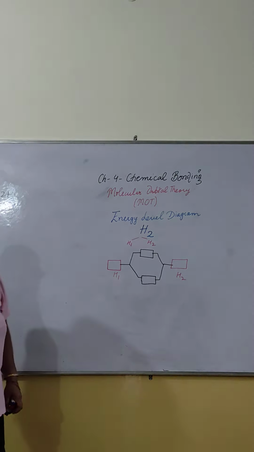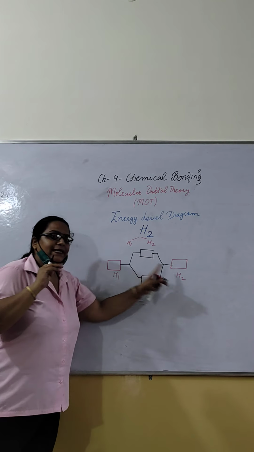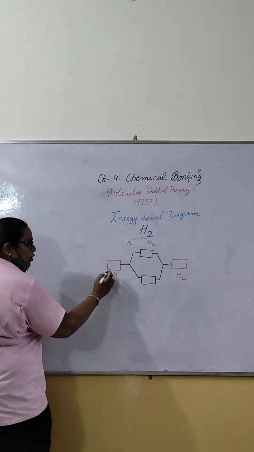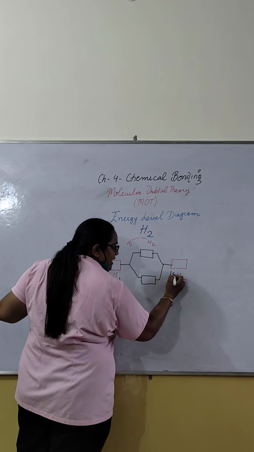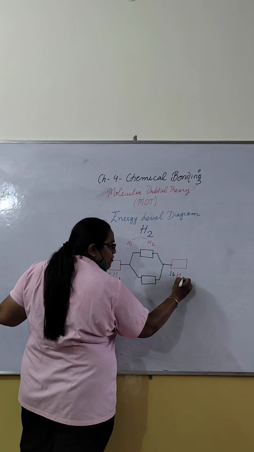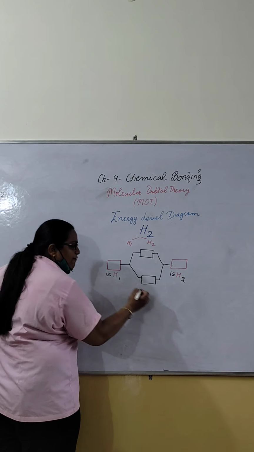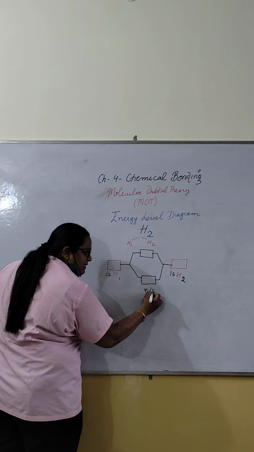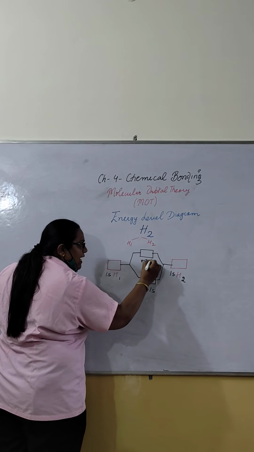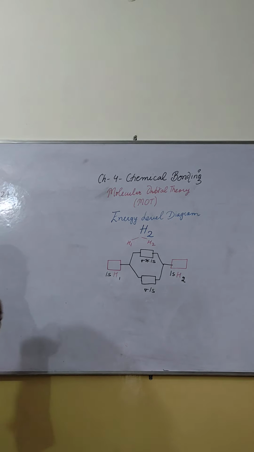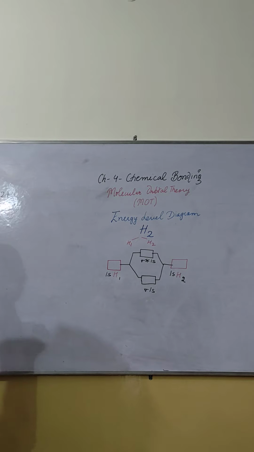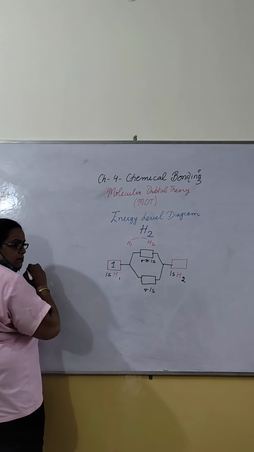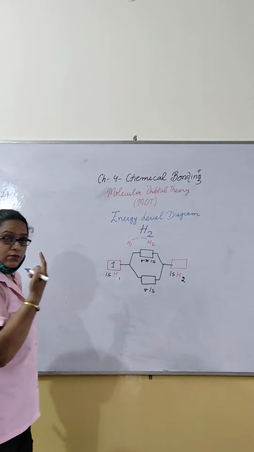That's okay. Two atomic orbitals: 1s of one hydrogen atom combines with 1s of the second hydrogen atom, and they will form sigma 1s and sigma star 1s. But how many electrons are present in a hydrogen atom? One. In a hydrogen molecule?